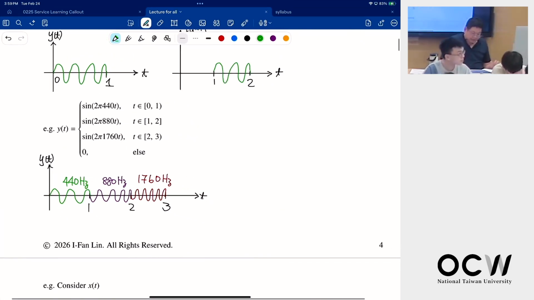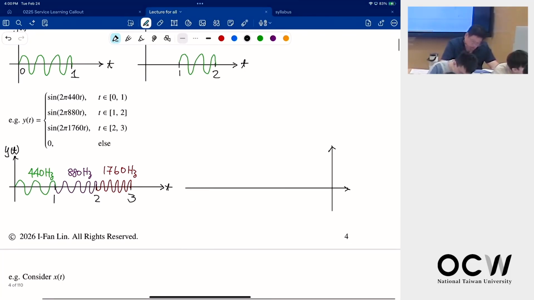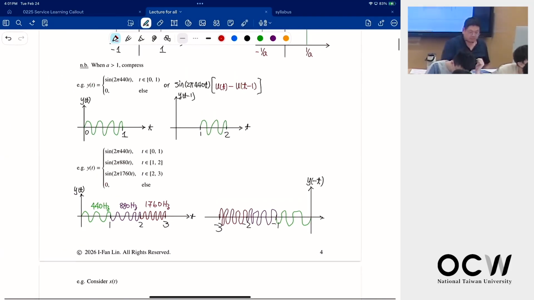So in this case, what is the y inverse? Y of minus t. If we do the time reverse, this should be y of minus t. Then we have minus 1, minus 2, and minus 3. First, that's 440 and 880 and 1760. Okay, any questions for this?